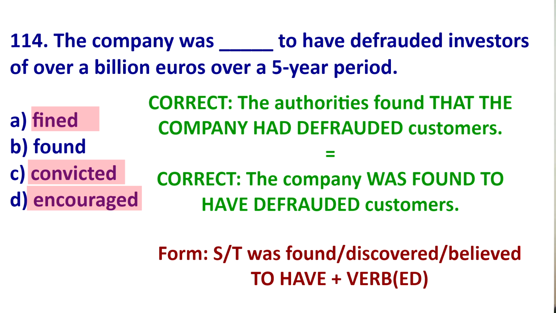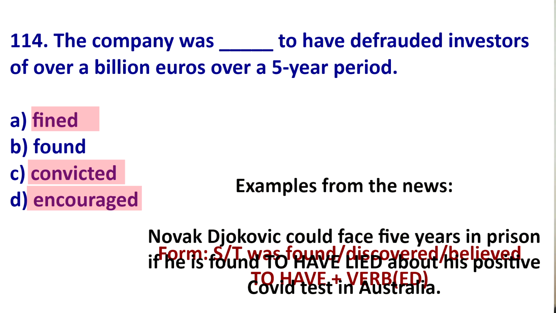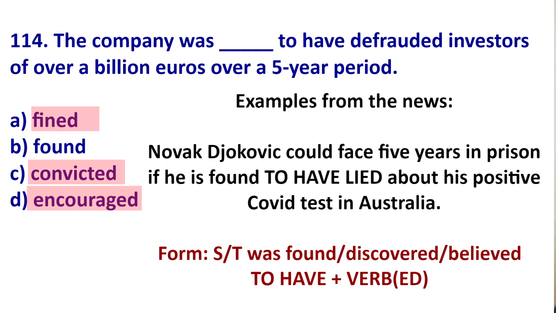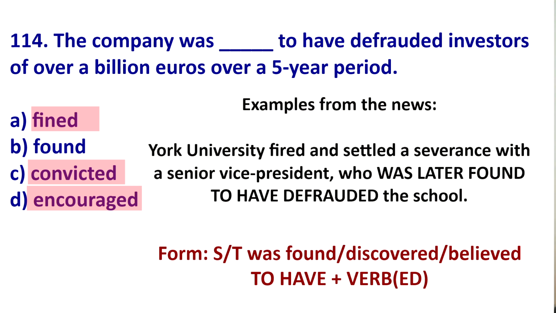Now remember, this is a difficult question. So if you want other examples, these are some examples from the news. These are real world, authentic examples. Novak Djokovic could face 5 years in prison if he is found to have lied about his positive COVID test. York University fired and settled a severance with the senior vice president who was later found to have defrauded the police.